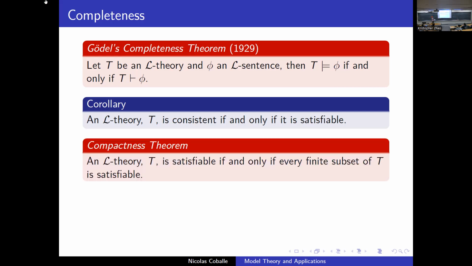So this is a very important and deep theorem of model theory. It's called the compactness theorem. We say an L theory T is satisfiable if and only if every finite subset of T is satisfiable. I'll also prove this. The first direction is trivial because obviously if it's satisfiable, then every finite subset is satisfiable.